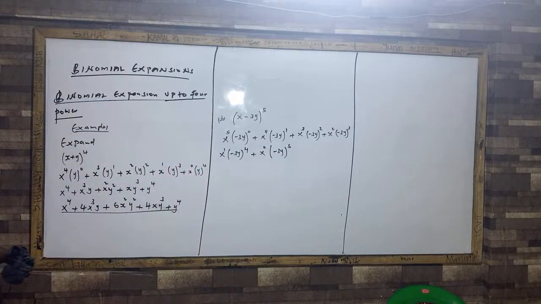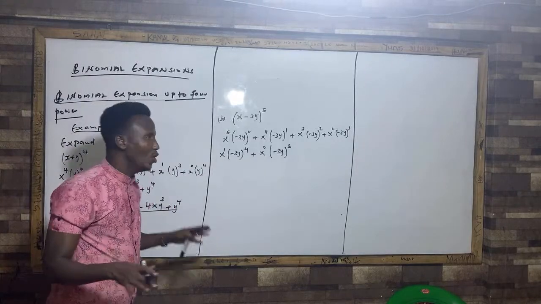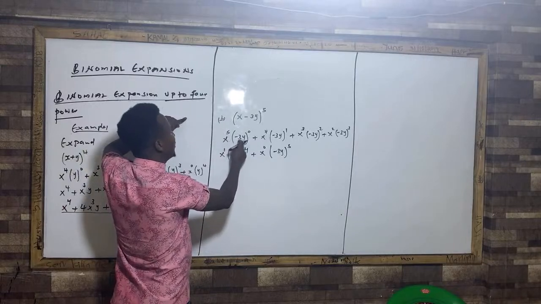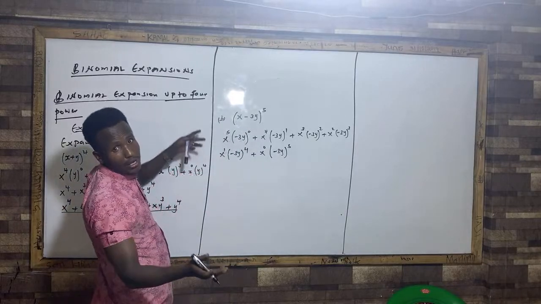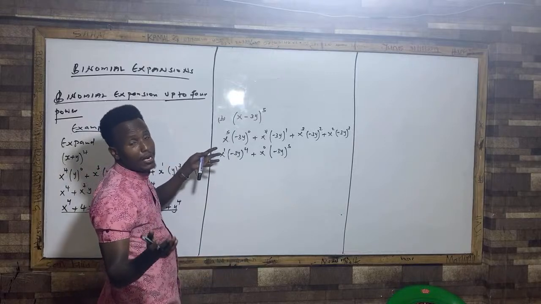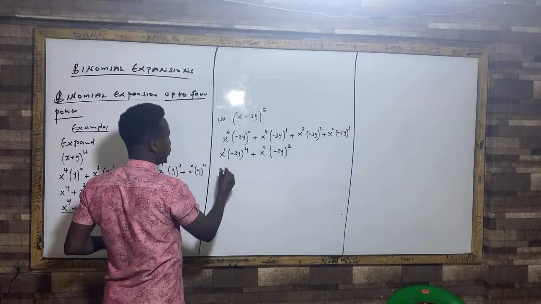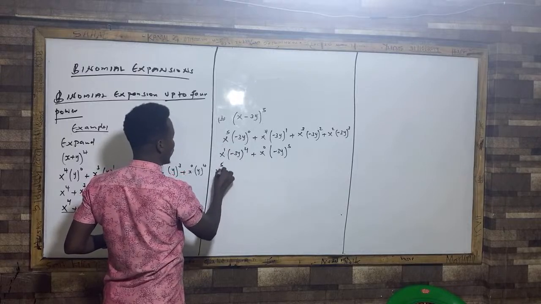Okay? We are done. We are almost done, okay? We are not completely done with this. So here, remember, minus 3y to the power of 0 is what? It's 1. Any letter or any number raised by 0, the answer is what? So one thing is this one, it will give me x to the power of 5.